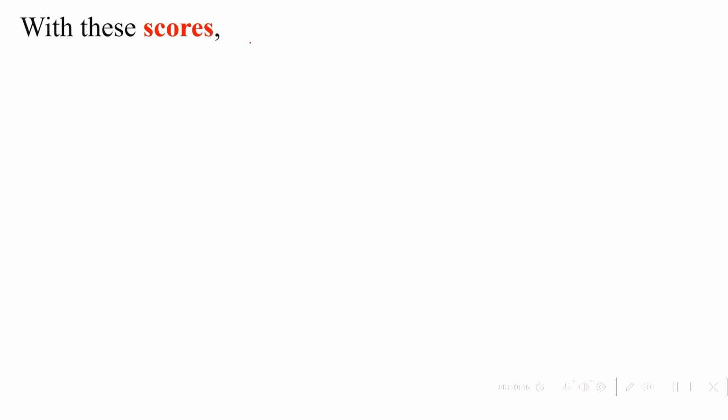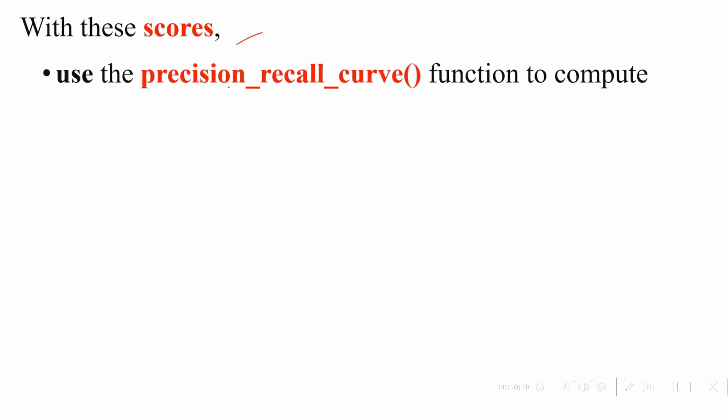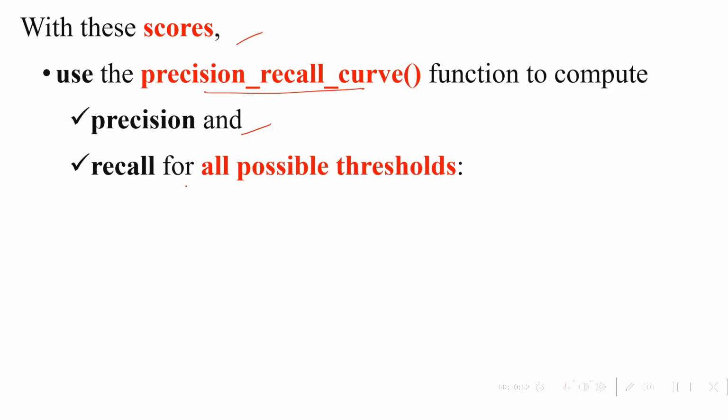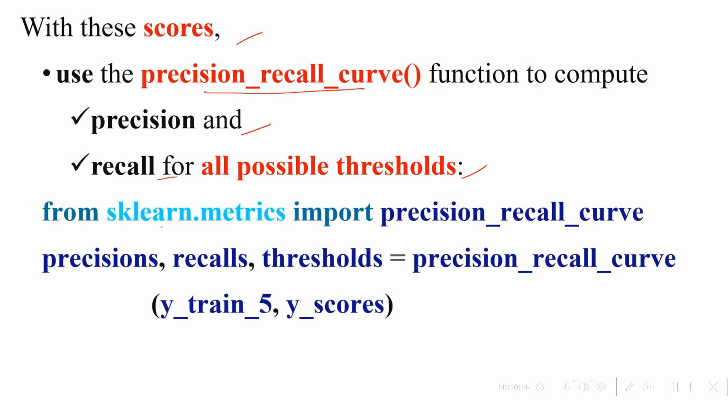With these scores, use the precision_recall_curve function to compute the precision and recall for all possible threshold values. From sklearn.metrics, import precision_recall_curve. precisions, recalls, thresholds equals precision_recall_curve.